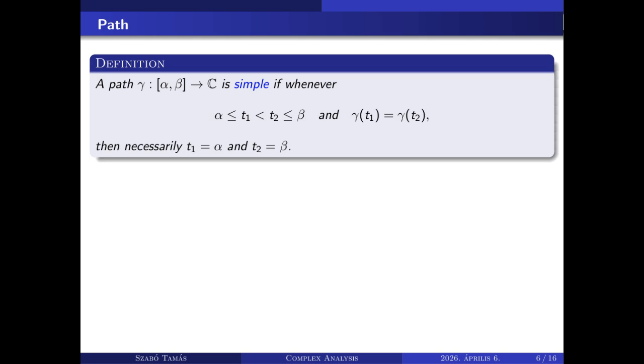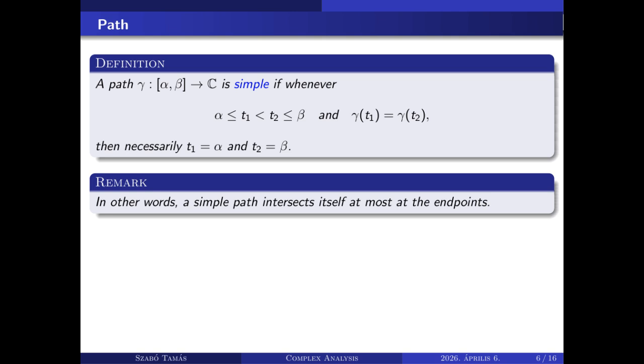Contour. A path gamma from the interval from alpha to beta into the complex plane is called simple if the following happens. Whenever t1 is strictly before t2, and the 2 points gamma of t1 and gamma of t2 are equal, then this can happen only at the endpoints. That is, we must have t1 equals alpha and t2 equals beta. In other words, a simple path intersects itself at most at the endpoints.